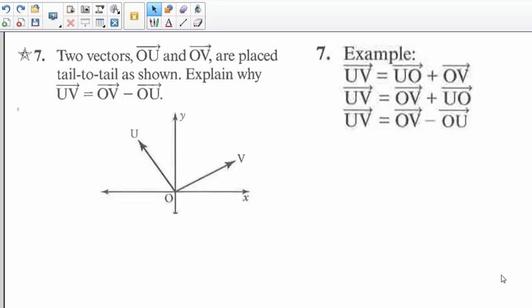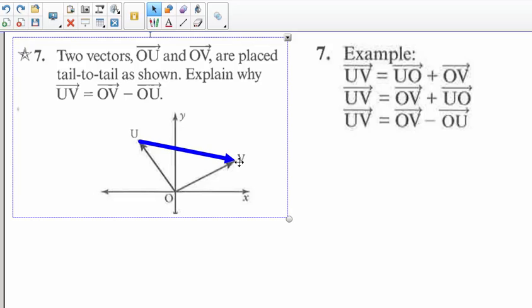So the second question I was asked about was this one. Two vectors are placed tail to tail. Explain why such and such. Now the first thing to say, I know that explain questions are usually annoying. In this case, I don't believe we should be explaining other than maybe to show the fact that this is true. So as a starting point, we'll get a vector on here to represent UV, since that's really what we're trying to determine. And this is vector UV right here.